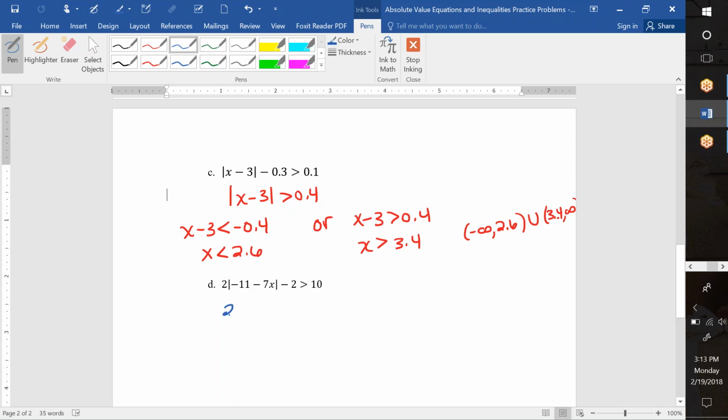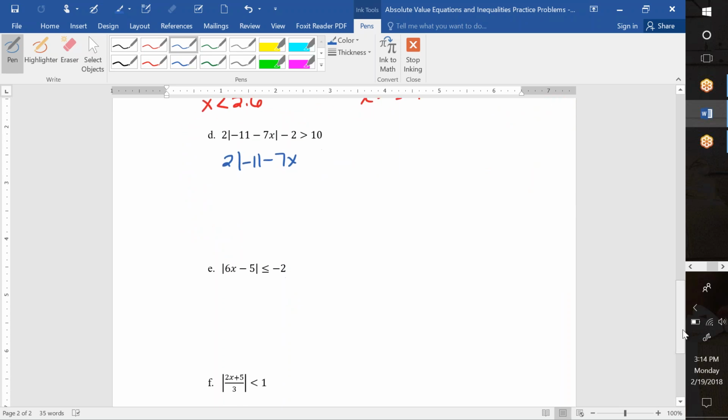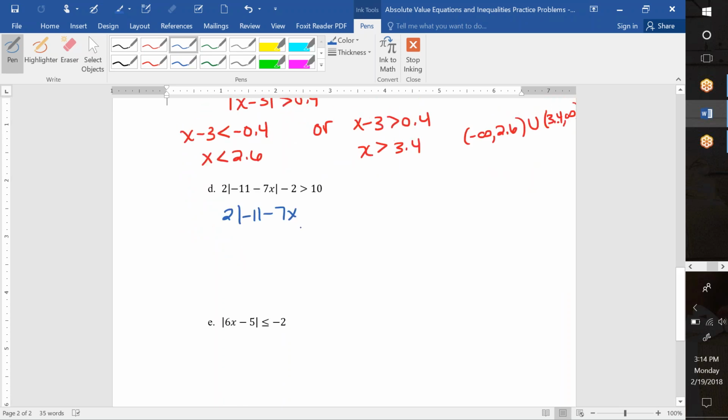Okay, let's look at D. I would add over my 2 first. And I actually think I want to, no, I don't want to change this one. This one's fine. So then we would add over that 2, so that's going to be 12. We would divide everything by 2. So that's going to be negative 11 minus 7x in absolute value is greater than 6.